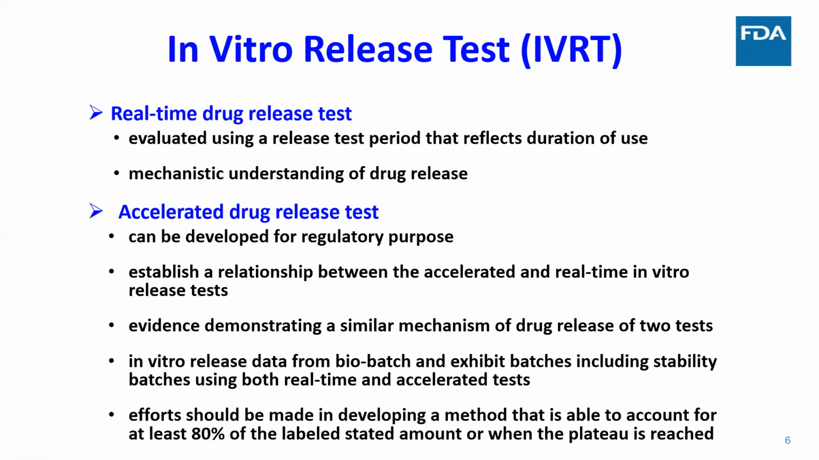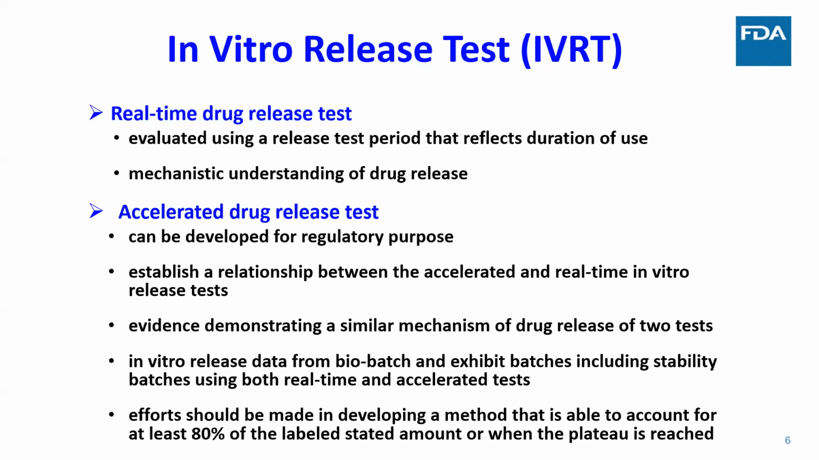So here are some general considerations for development of an in vitro release test for quality control purposes for vaginal rings. There are two types of tests that can be developed: a real-time drug release test and an accelerated drug release test. In a real-time drug release test, the in vitro drug release is evaluated using a release test period that reflects the duration of use of the drug. And this test provides mechanistic understanding of drug release kinetics.